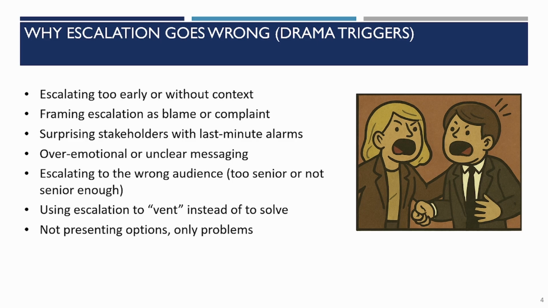Surprising stakeholders. So the exact opposite of escalating too early is if you surprise them with last minute alarms, and all of a sudden, the first thing they're going to say is, well, how come you didn't tell me about this before? You don't want to be emotional or unclear. The messages have to be clear and succinct. You don't want to escalate to the wrong audience. So you don't want to go 7 levels up if it doesn't need to be, or conversely, if it's a really big issue, you don't want to go to a junior manager. You definitely don't want to escalate to vent, and you don't want to show up and just say, "Here's a problem," and dump it on the executive without coming with recommendations.